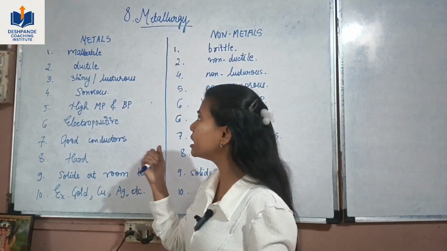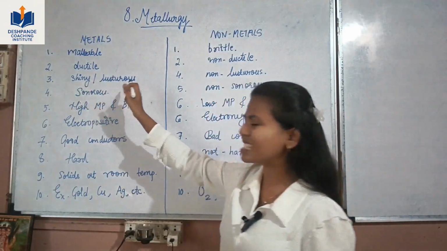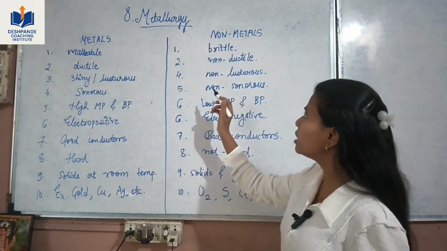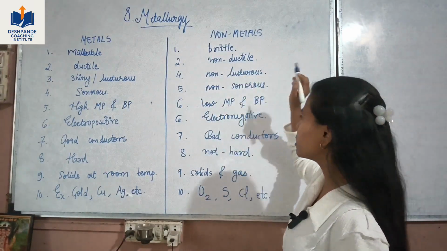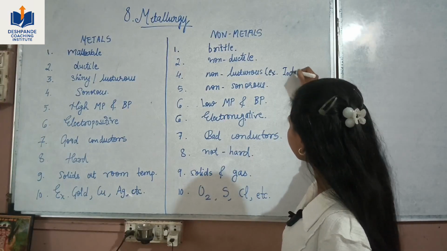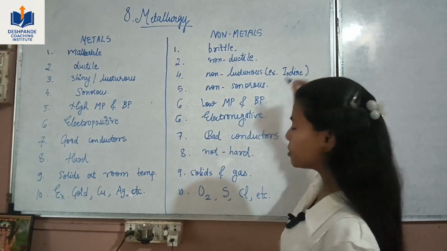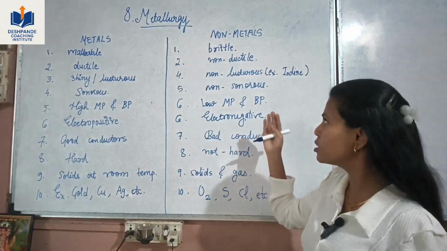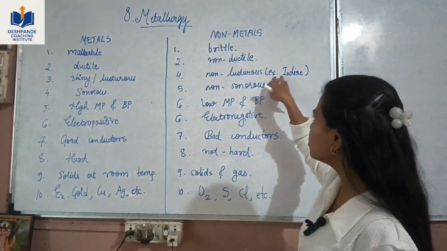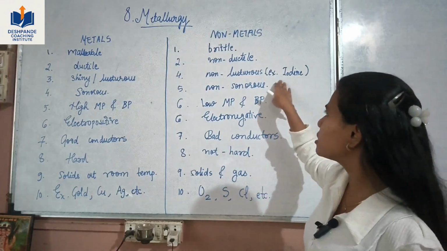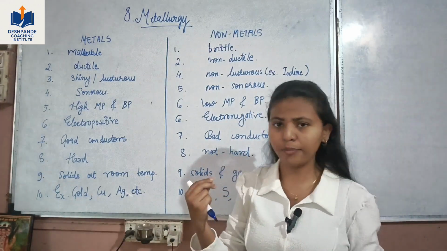Then the third property is metals are shiny or lustrous. They possess a kind of luster, but on the other hand, non-metals are non-lustrous. But here the exception is iodine. There are many exceptions to these properties. These are generalized properties, but there are exceptions. No need to remember, but it is good if you remember the exceptions as well. So iodine is a non-metal which has shine.